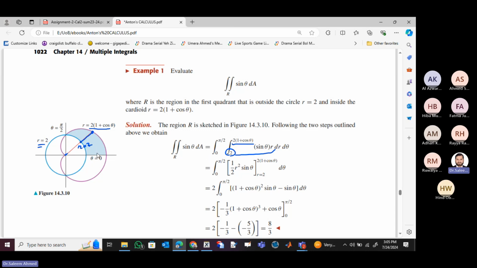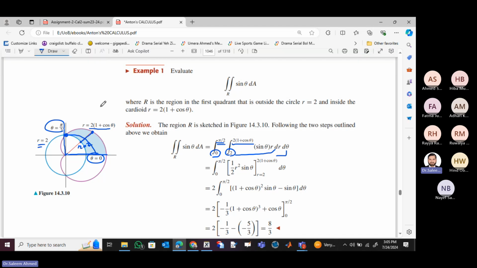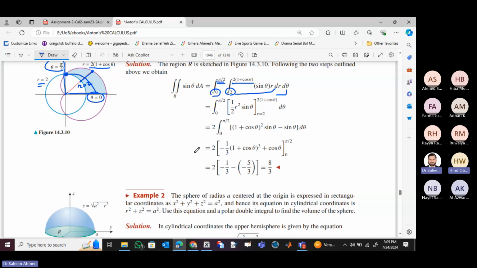And then inside this region, you have to decide what are your angles. So see, your angle is theta, and you are going to this final point, which is theta is equal to pi by 2. So your theta starts from 0 to pi by 2. So that's how you can write the limits of polar coordinates. And then, of course, you can complete. After that, integration is not difficult.